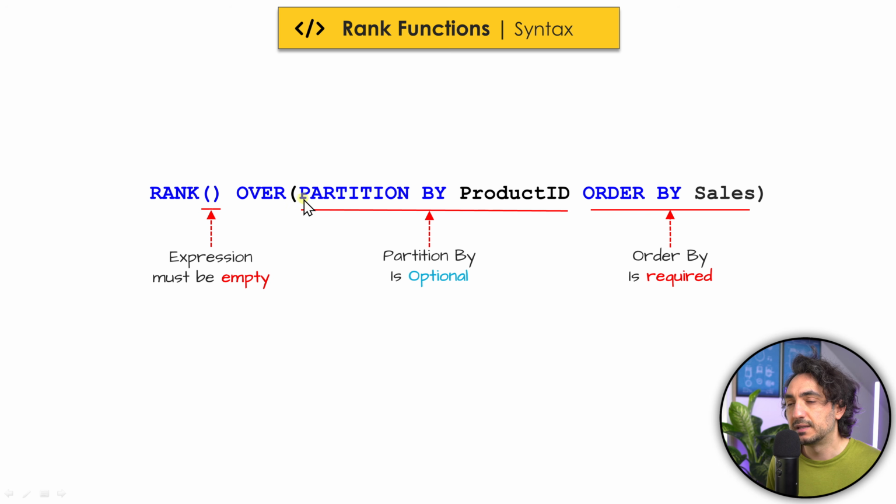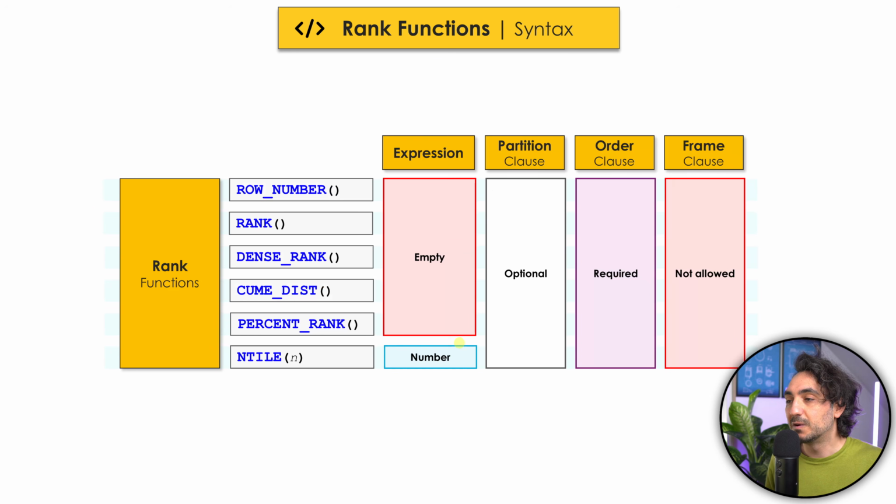So that means for the definition of the window, at least we should have an order by, for example, here sales. So we cannot leave it empty. All right, so the 2 requirements: you cannot use any expressions for those functions, and as well, you have to sort your data using order by. Okay, so now let's have an overview of all functions.